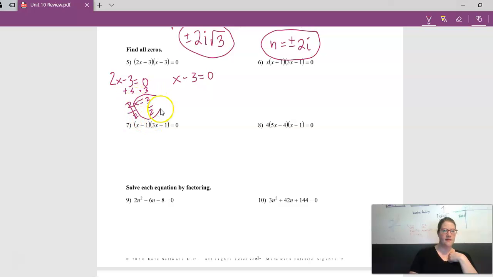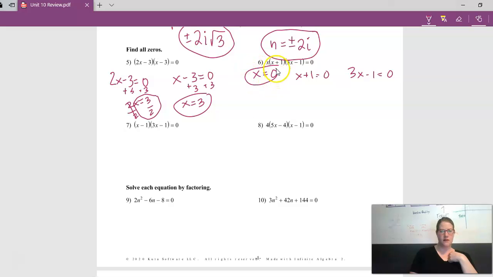So x equals 3/2 is one of my solutions. On this side, I would just add 3 to both sides. Okay, again, each factor, and this one there's 3 x's, each one needs to be set equal to 0, and then solved for x.